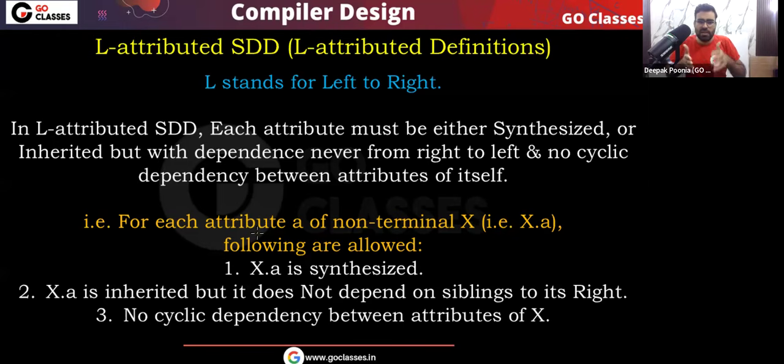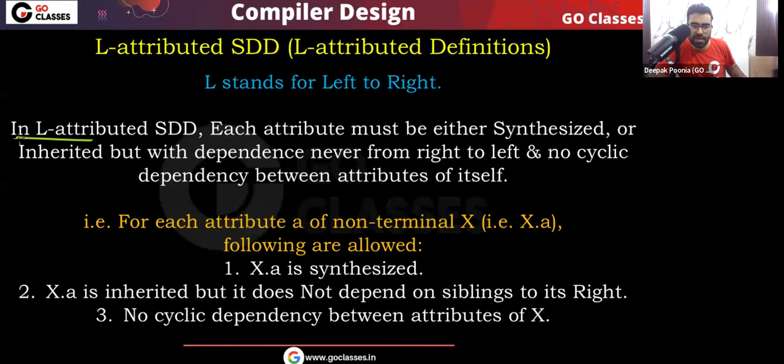It should not happen that this attribute of yours is depending on this attribute of yours, and this attribute of yours is depending on that attribute of yours. This should not happen. A cycle should not be created. Is this clear? So that's it. This is the definition. I hope you understood.